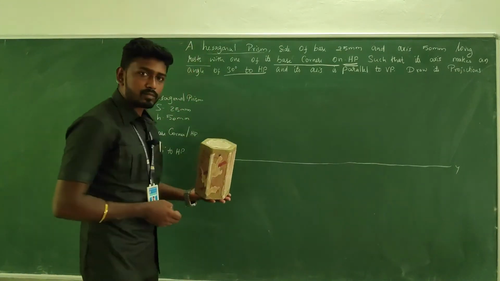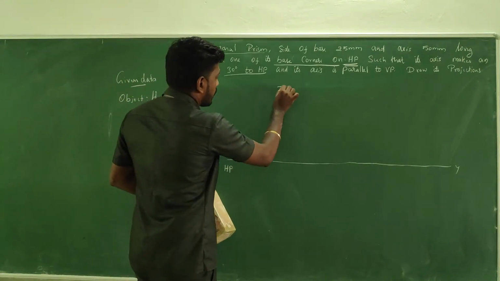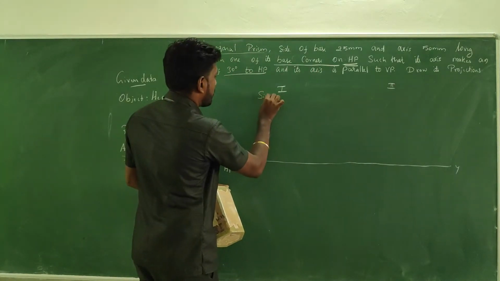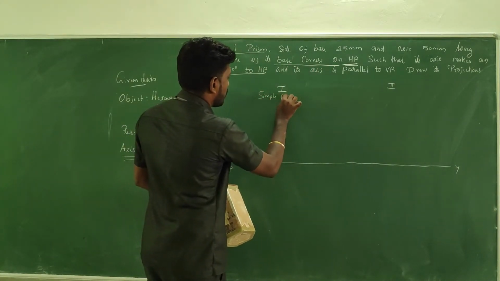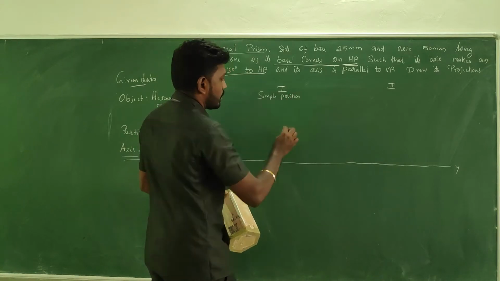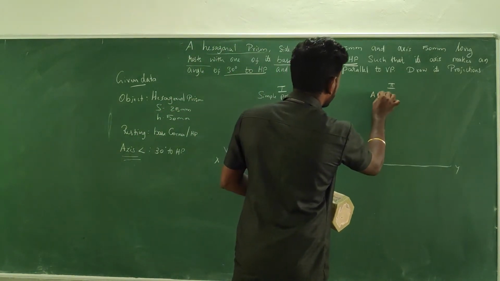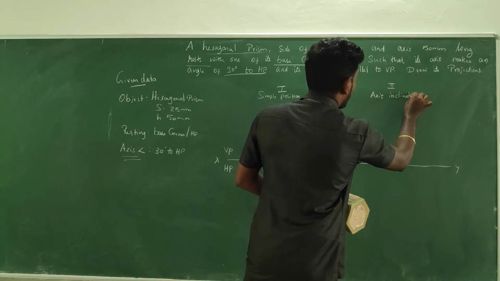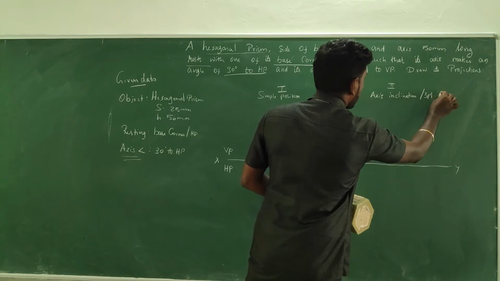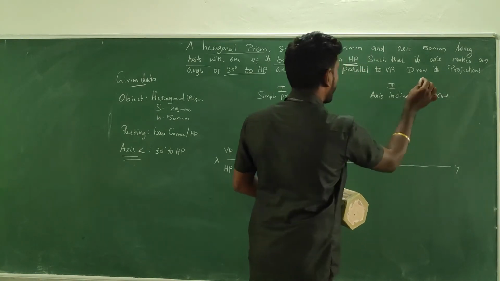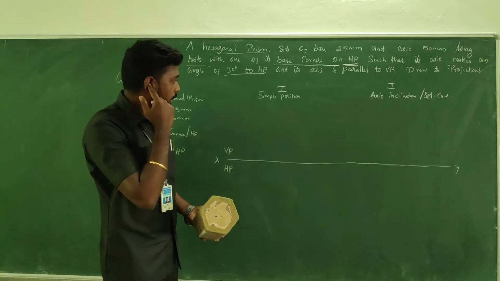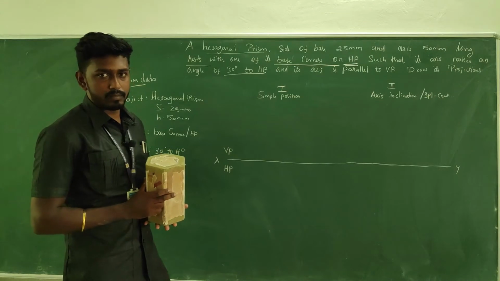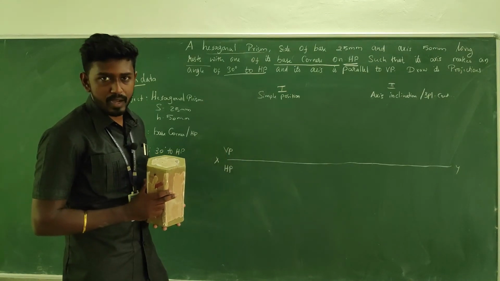So first stage is a simple position. And the second stage is the axis inclination, or the special condition will be falling in the second case. Okay. So in the simple position, we have to take the assumption. I gave it in the introduction part.